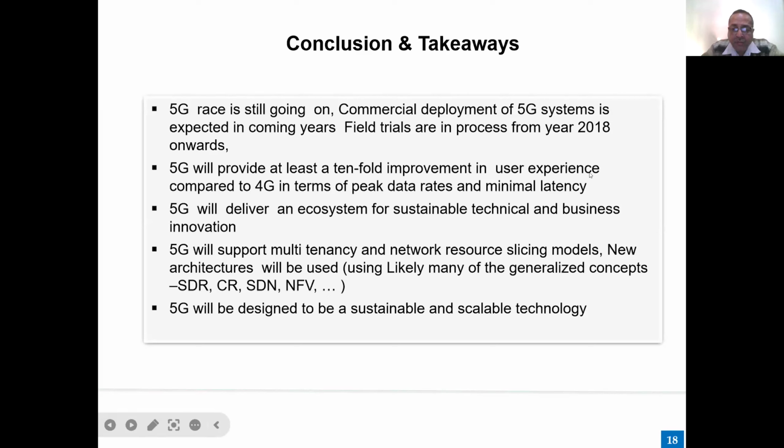It is for sustainable technical and business innovation. Again, 5G will support multi-tenancy and network resource slicing models. So a new architecture we are going to design, and 5G is designed based on sustainable and scalable technology. What are the goals for your UN? There are 70.